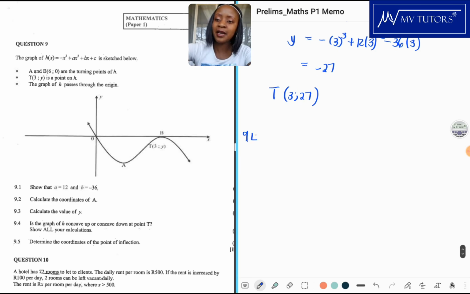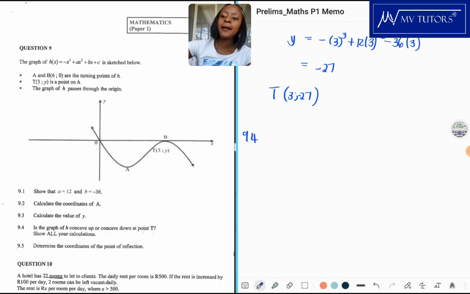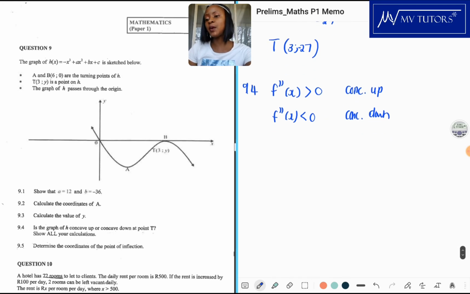And then now 9.4. Right, negative 27. Okay, so is the graph of h concave up or concave down at point t? All right, seeing that t is so close to a, I would guess that it's concave down. But we need to show calculations. So for concavity, what do we look at? Basically, if you work out the second derivative, and if you get that it's bigger than 0, then it means that it's concave up. But if your second derivative is less than 0, that means that it is concave down. So we need to go and look at the second derivative.